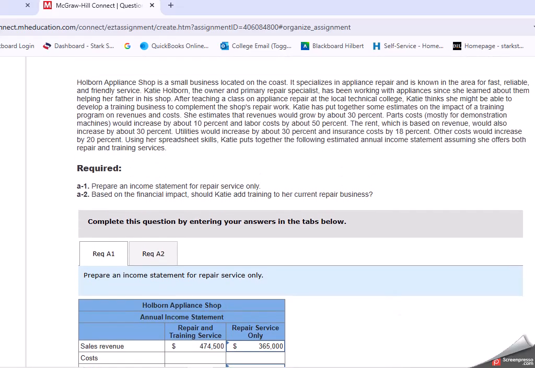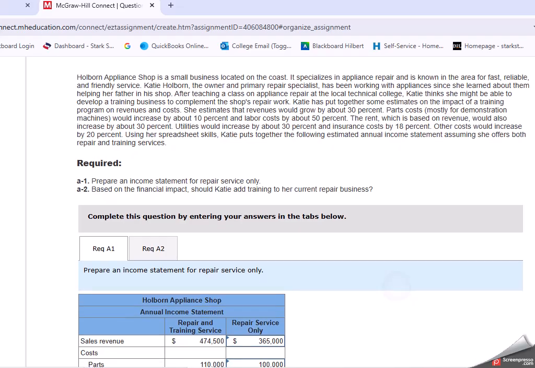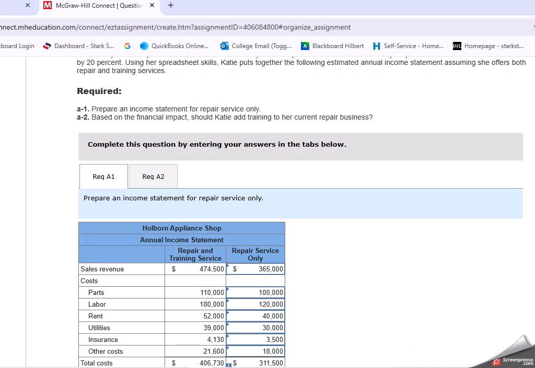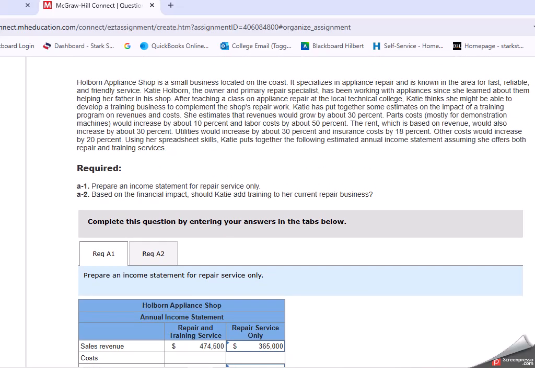And then the same thing with the parts. Those will increase by 10%, it says. Okay, so then we take our parts, the 110,000, divide that by 1.1 again, which would be 110%. That brings it down to 100,000.